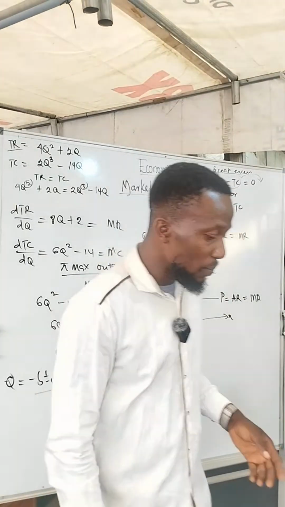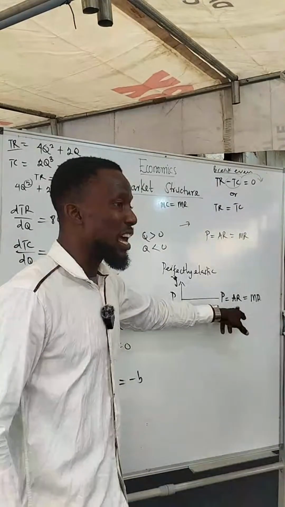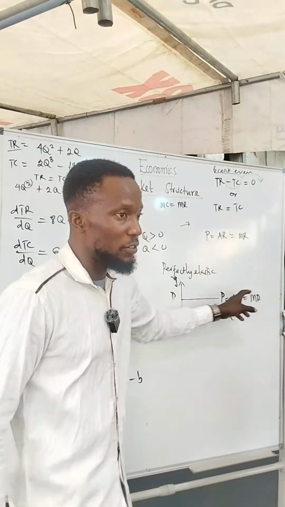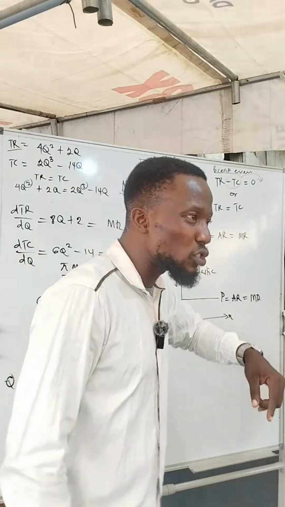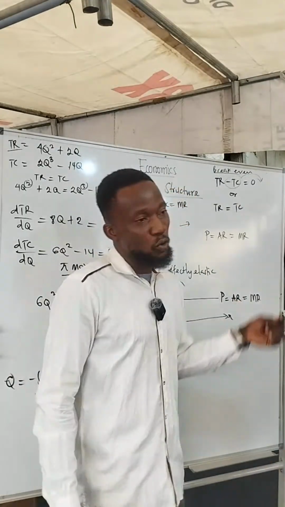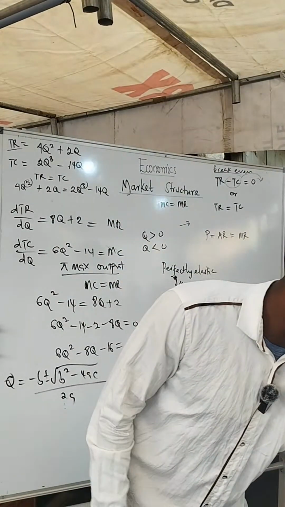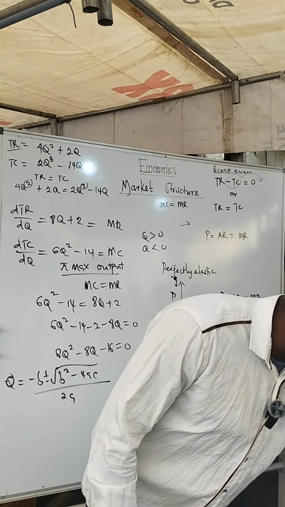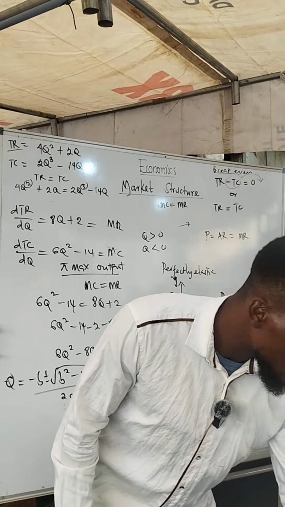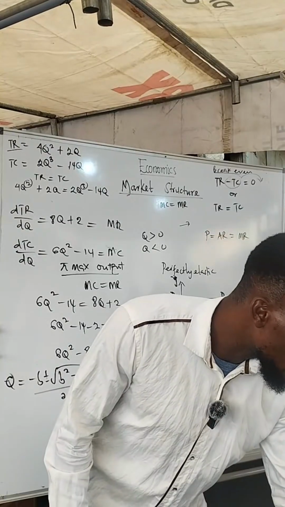Don't forget that price equals marginal revenue here. Price equals average revenue. Price equals marginal revenue. So at this point, your marginal cost must be equal to your marginal revenue, since price equals marginal revenue. Do you understand? Am I making any sense at all? Good. So let us continue.